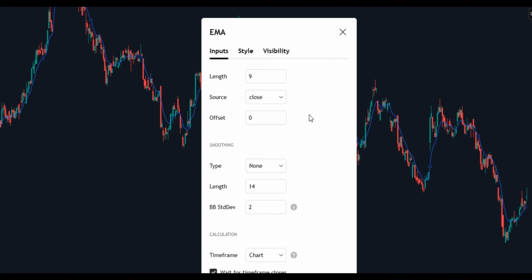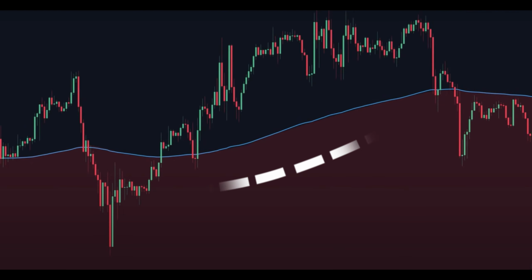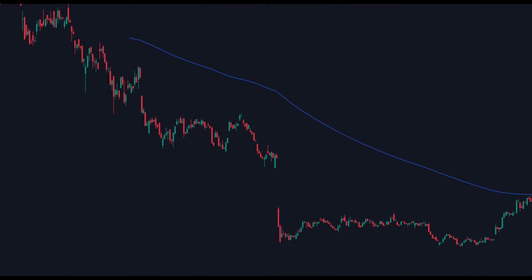For this strategy, we'll use the 200 EMA to determine the long-term trend direction. If the price is above the 200 EMA, it signals an uptrend, so we only look for long positions. If the price is below the 200 EMA, it signals a downtrend, so we only take short positions.